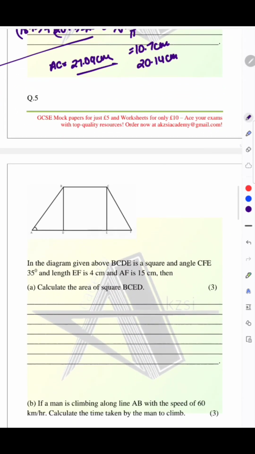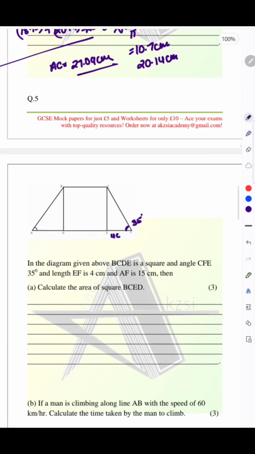Moving on to question number 5. In the diagram given above, ACDE is a square. So this is basically a square. And angle CFE is 35 degrees. CFE, this one, is 35 degrees. And length EF is 4 centimeters. So this is 4. And AF is 15 centimeters. So AF, which is this whole, is 15 centimeters.